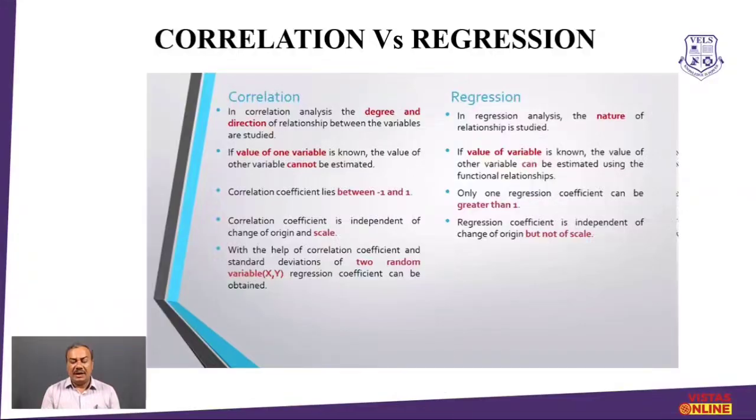With the help of the correlation coefficient and standard deviation of two random variables, regression coefficient can be obtained. Generally the arithmetic mean of the regression coefficients is always greater than the correlation coefficient. Similarly, the geometric mean of the two regression coefficients is equal to the correlation coefficient. So these are the main differences between correlation and regression. Thank you.